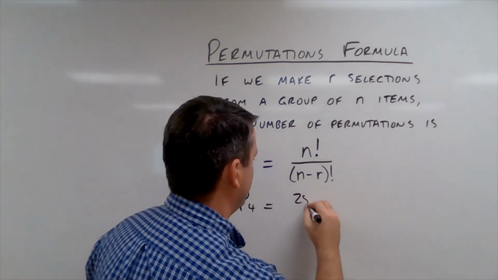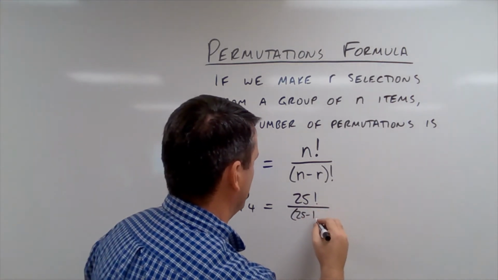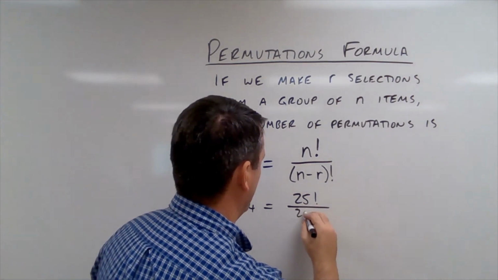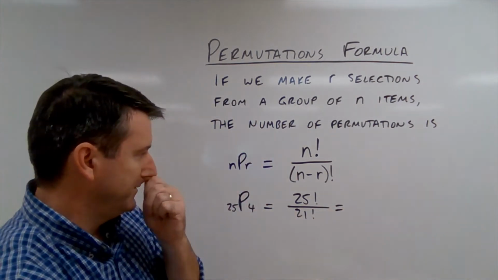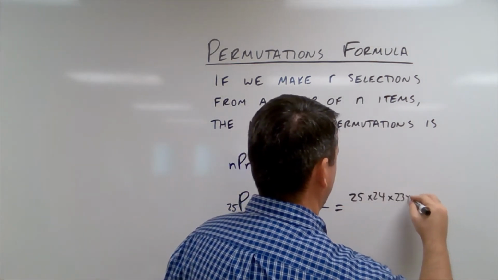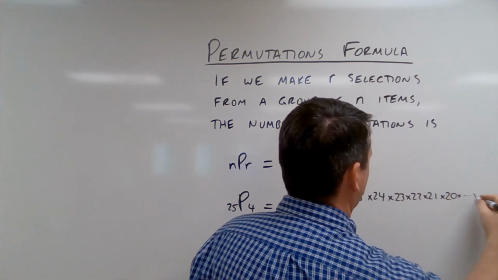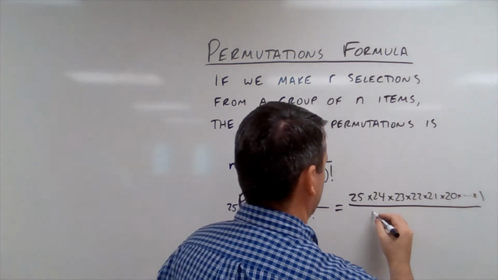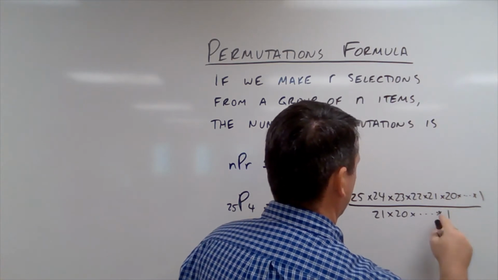So this is going to be 25 factorial divided by 25 minus 4 factorial. Let's just write that as 21 factorial. And so if we were to write this all out, 25 factorial is 25 times 24 times 23 times 22 times 21 times 20 times all the way down to 1. And that's going to be all over 21 factorial, which is 21 times 20 times all the way down to 1.